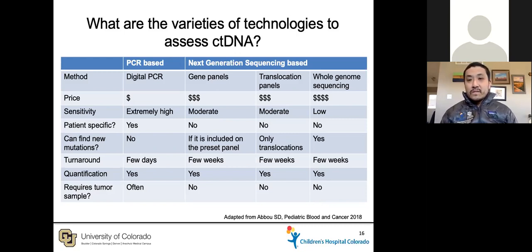Whole genome sequencing you could do, and there are varieties of this. There's also ultra low passage whole genome sequencing that people have done, which works well when you have a very high tumor burden and high circulating tumor DNA burden. But if you want to find rare mutations, you really need to sequence deep, so this does definitely become cost prohibitive.